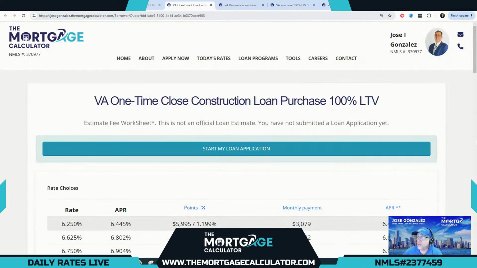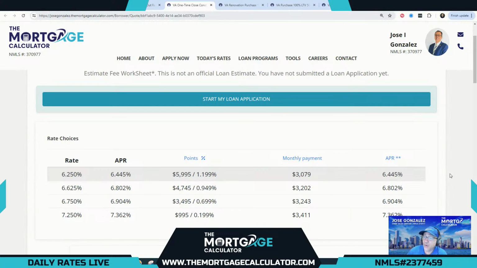Another option to get that dream home purchase is the one time close construction loan. This is an amazing option that allows the borrower to purchase the vacant lot and to build the home, all with one loan. Once the construction phase is completed, that loan then transitions to the permanent loan on the property. Hence, they call it the one time close. No need to refinance out of the construction loan and incur additional closing costs. So, we have great options for the one time close here at the Mortgage Calculator.